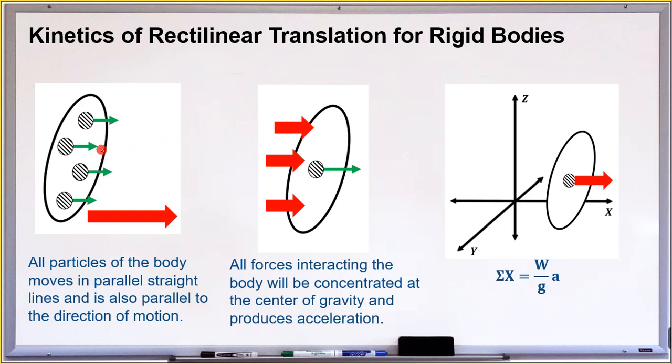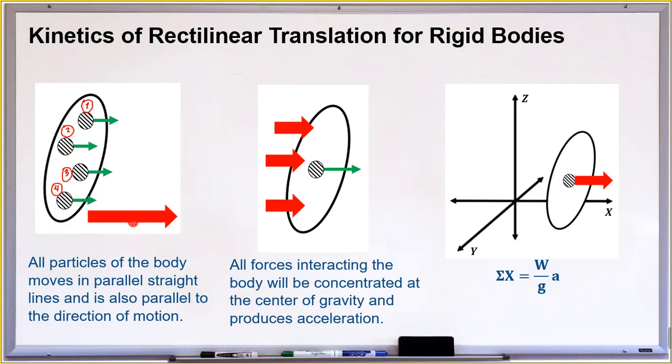On the left picture, we have here a body represented by this oval shape, and we all know that an object is composed of several particles. So we have here particle number 1, particle number 2, particle number 3, particle number 4. And this red arrow shows the direction of motion.